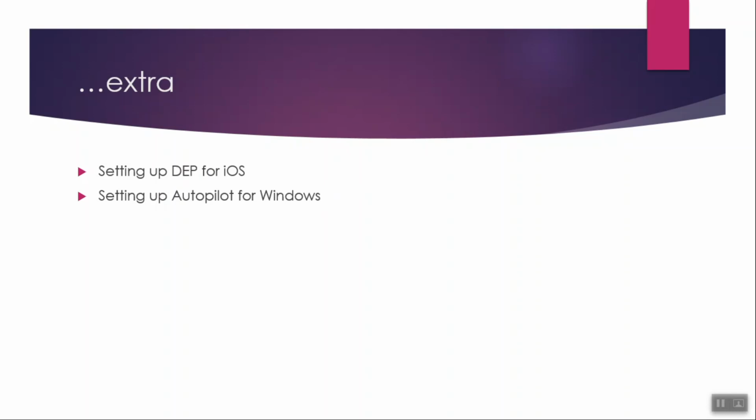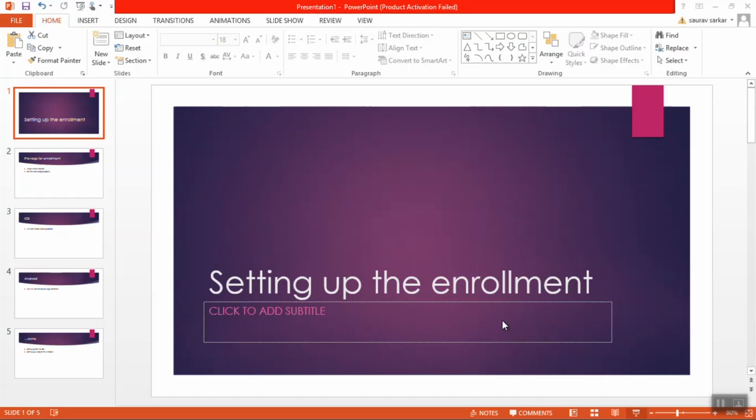And similarly for Windows, we have something called Windows Autopilot. It is for bulk provisioning of Windows devices. It customizes the out of the box experience for users. So these two things, DEP and Autopilot, have to be configured. It is not configured in the Intune portal by default, and if it has to be made use of, then we need to customize that.